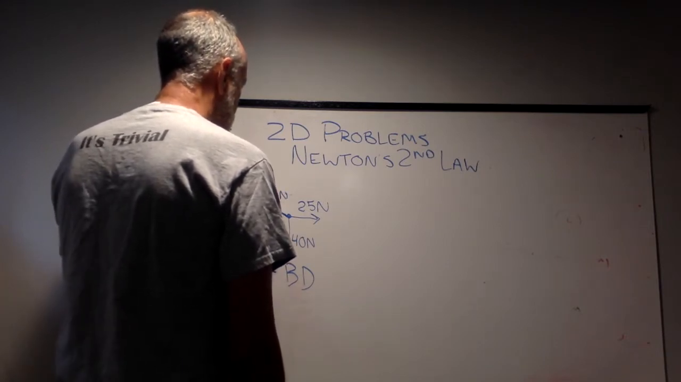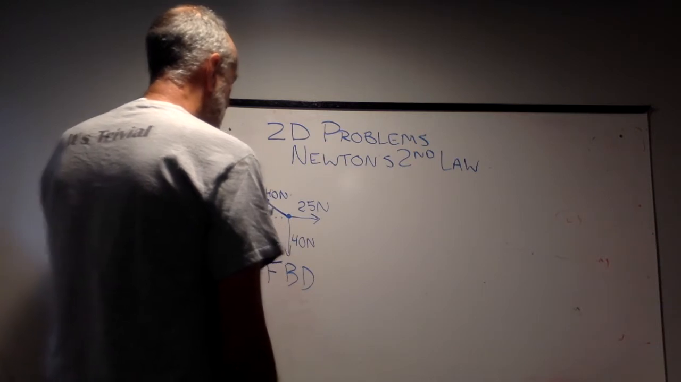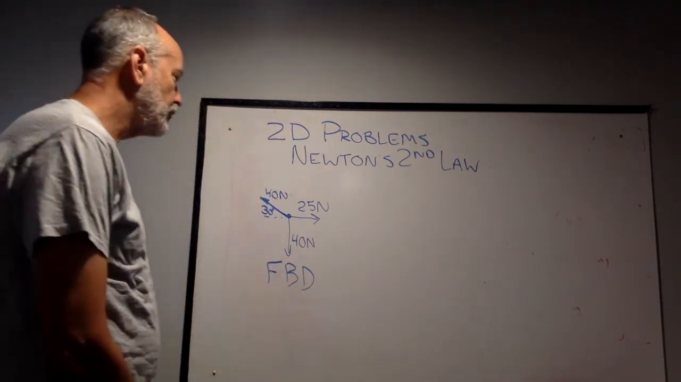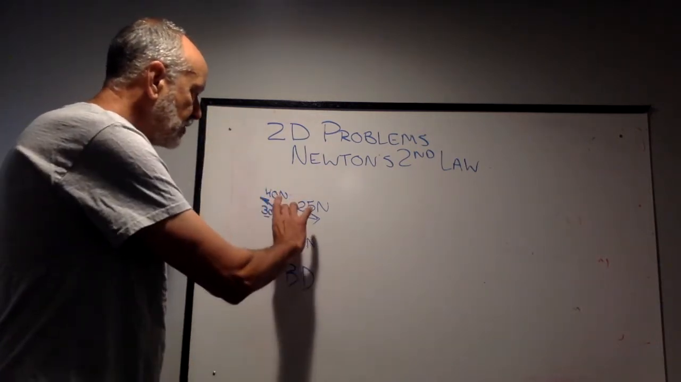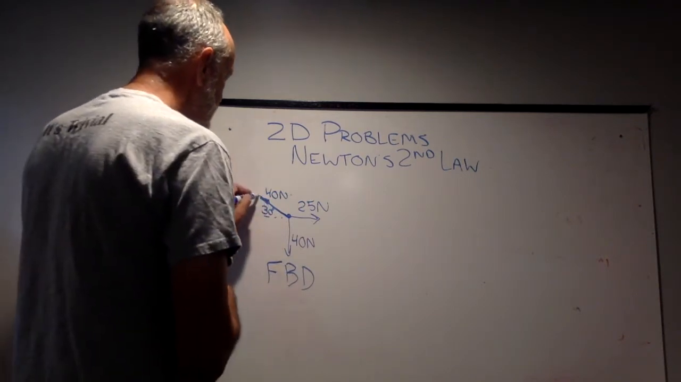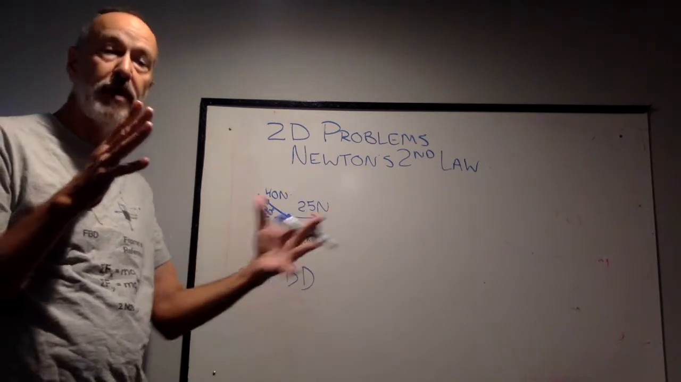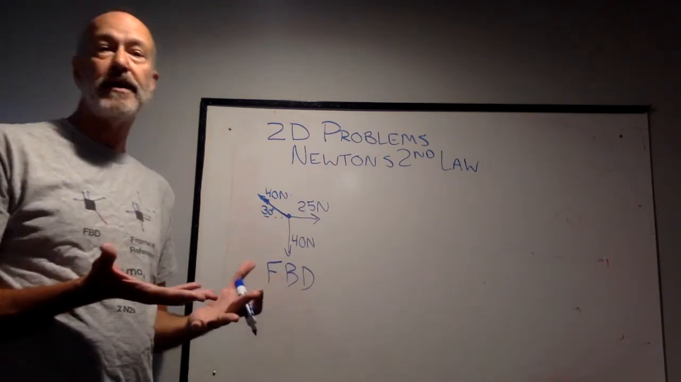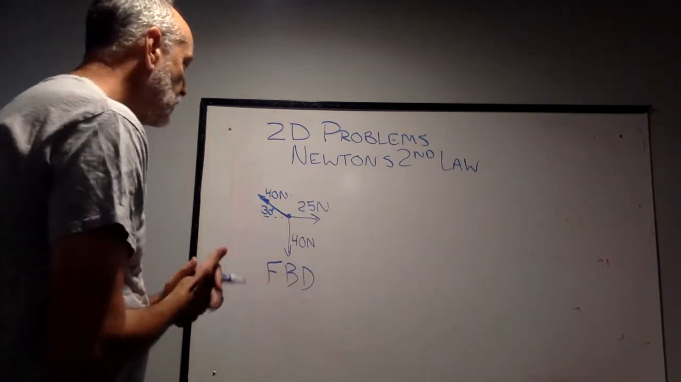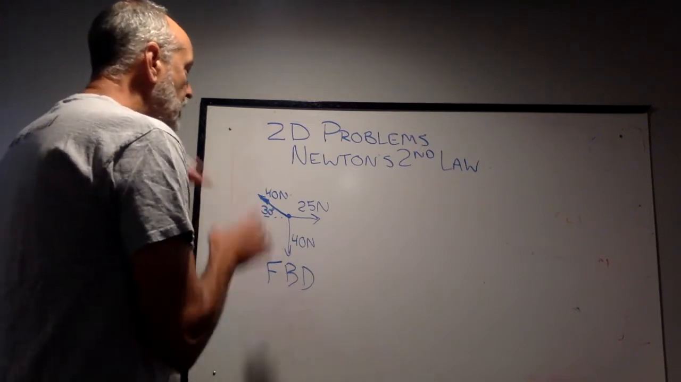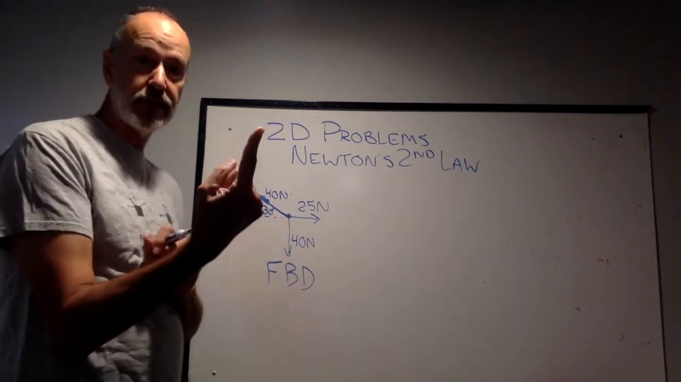Okay, and when we draw our free body diagrams, we always want to make sure the vectors are kind of close to scale. So maybe I need to draw that a little longer. In other words, this vector and that vector should be the same length if they represent the same number of newtons. So what we then do, that's the first step, is free body diagram.